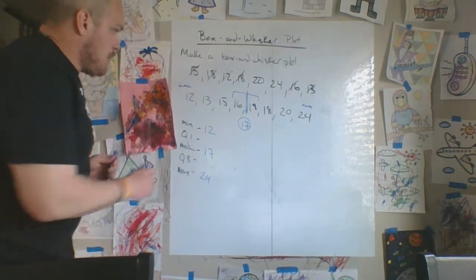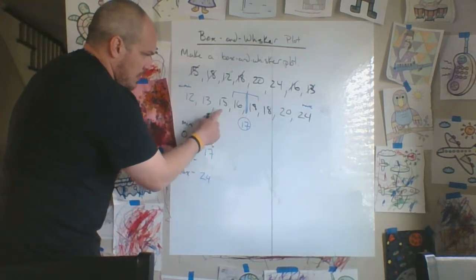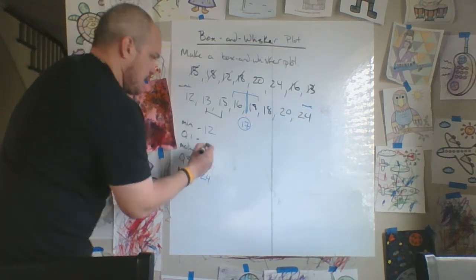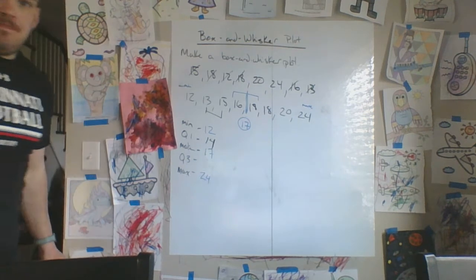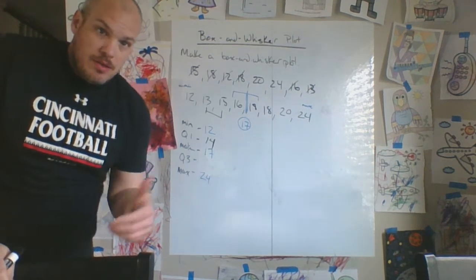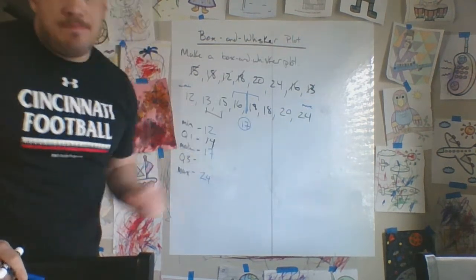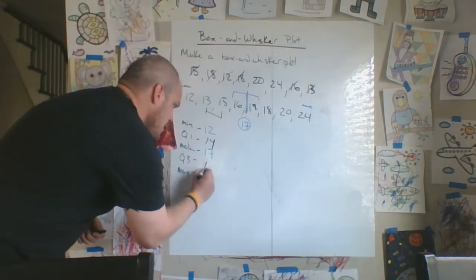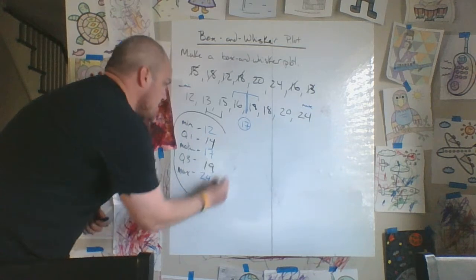So under the lower set, we have four numbers. What's the median of those? Well, it's between 13 and 15, which is 14. Right? We find the mean of those two values. Over here, we have 18 and 20. And the median between 18 and 20 is 19. And this is my 5-number summary.